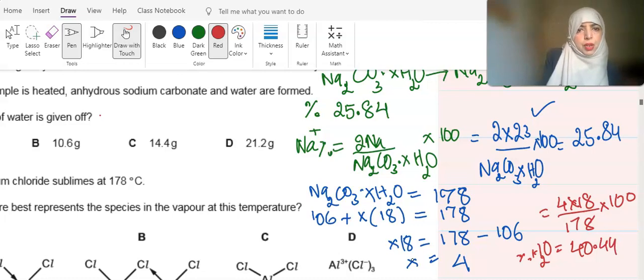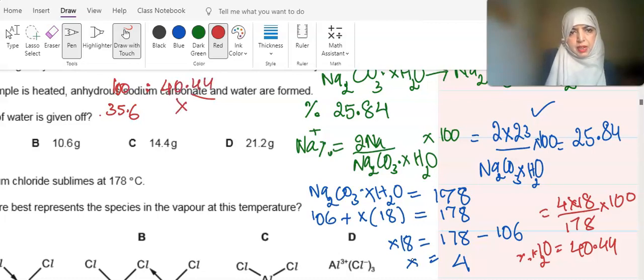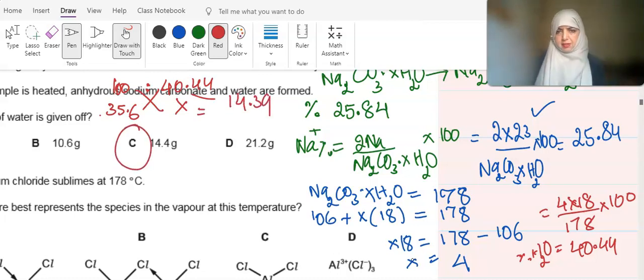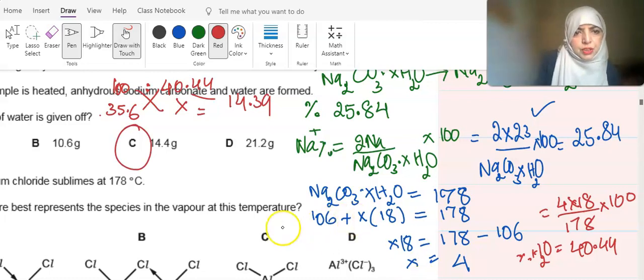But you need to find it in the total mass of the sample, which is given, 35.6 gram. So you know 100 contains 40.44%, and 35.6 will contain how much mass of water? It is 14.39. So your option C is correct. I hope you understand this question.